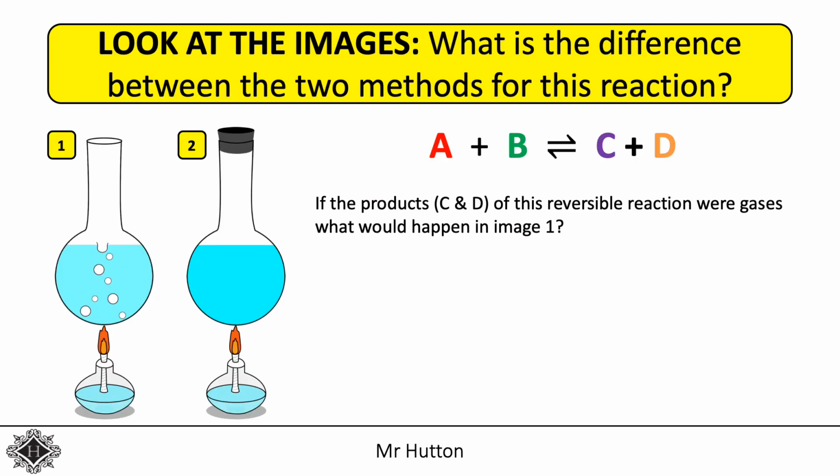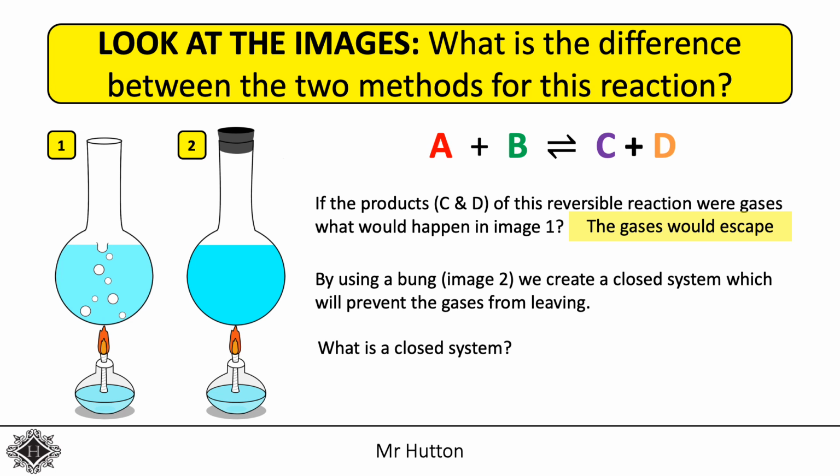Right, we've got two images here, and there's a difference between them. The difference is fairly obvious in terms of the apparatus, and we're setting it up as if it's a reversible reaction. So A plus B reacts to give us C and D. So if the products C and D of this reversible reaction were gases, what would happen in image 1? Yeah, the gases would escape out of the top.